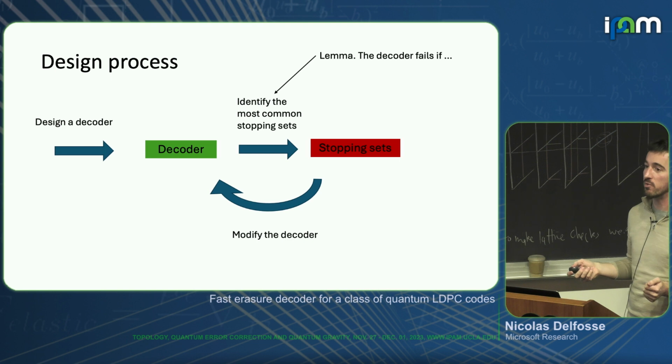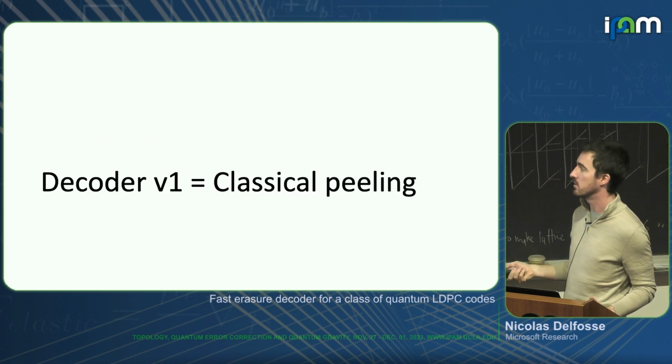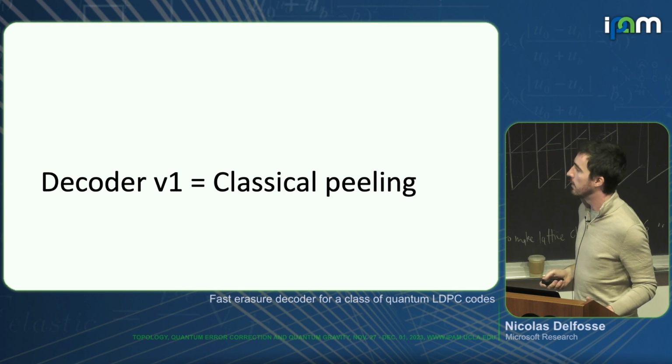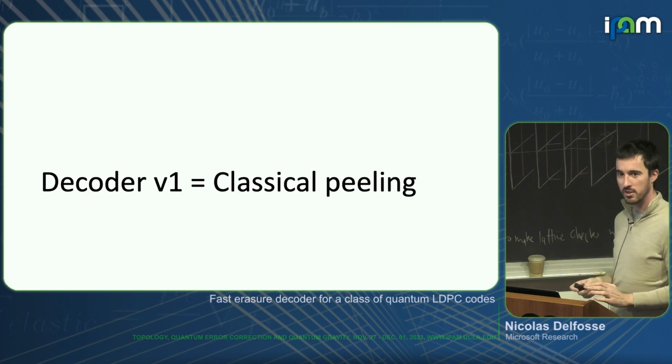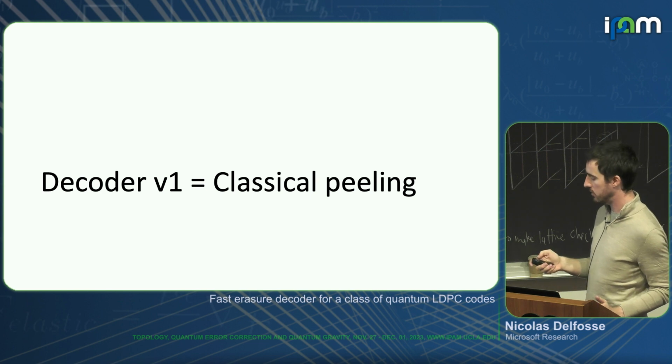And I won't prove it. We don't know how to prove it. But numerically, we see that it's almost optimal. OK, so first version, we have a lot of experience with classical error correction, so let's use that.